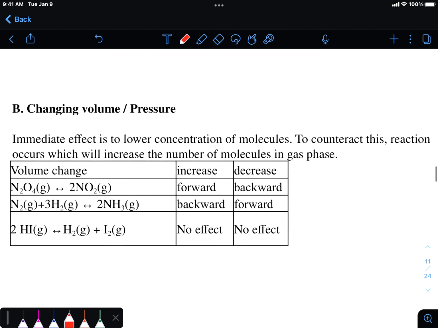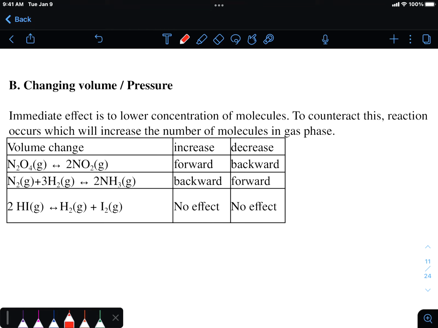Let's talk a little bit about volume. So changing the volume or changing the pressure, first of all, we add this caveat right at the beginning. This applies to gaseous equilibrium, to gases, because you're not really going to change the volume or pressure. There's not going to be any effect if this is an aqueous equilibrium system. Okay, so only to gases. So check your states.